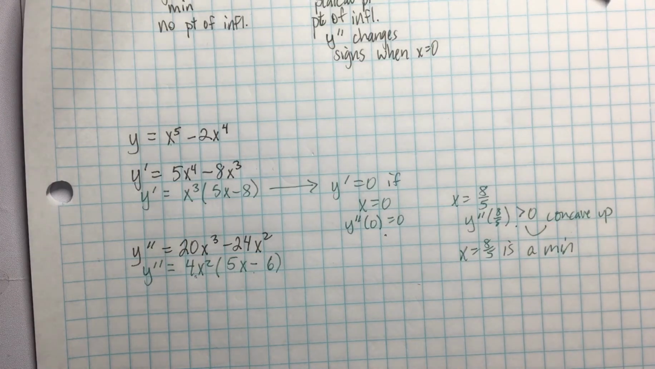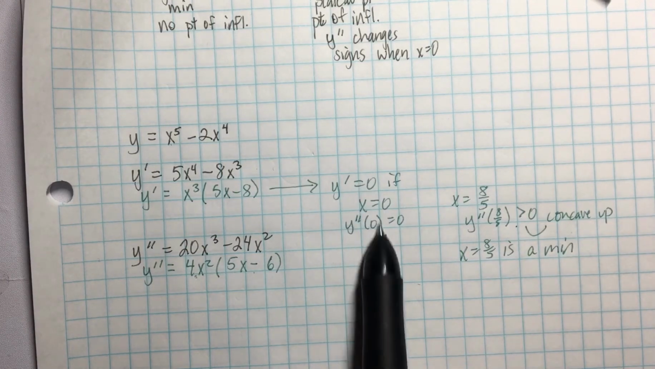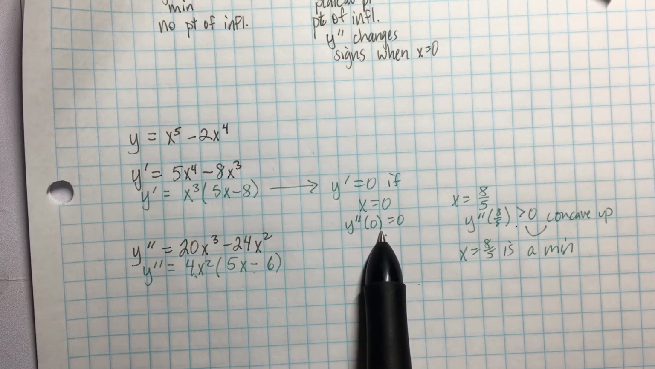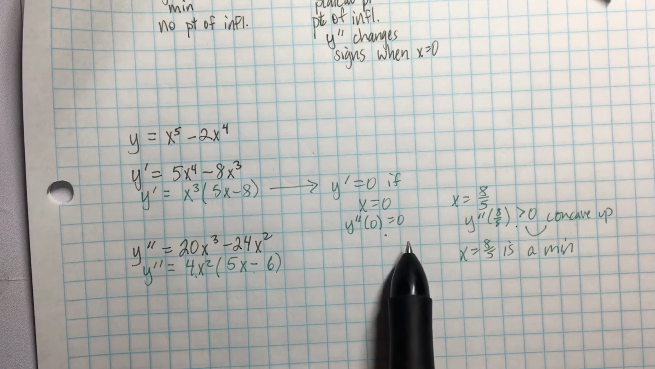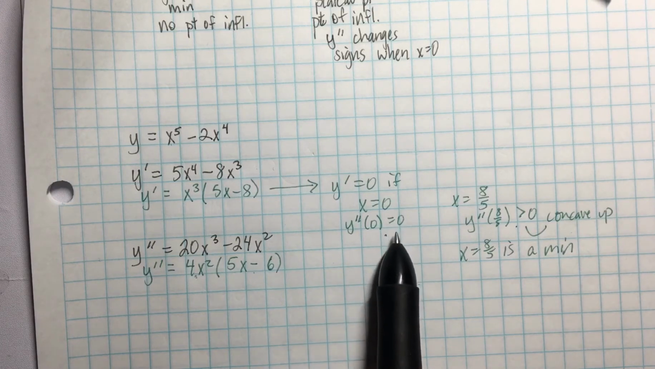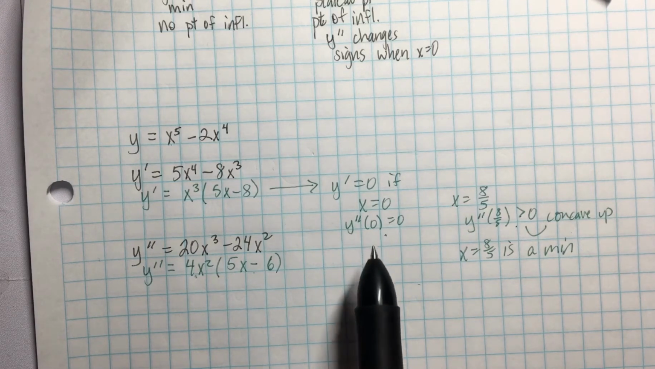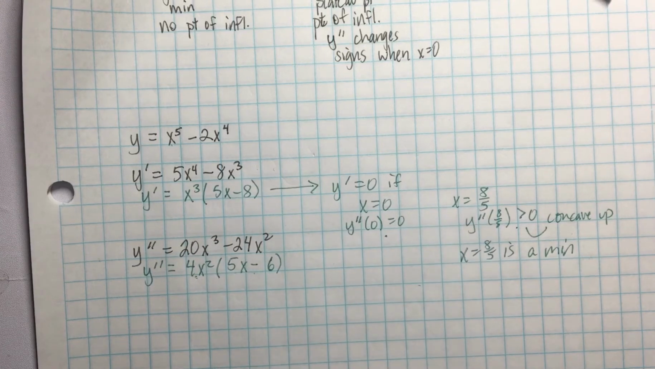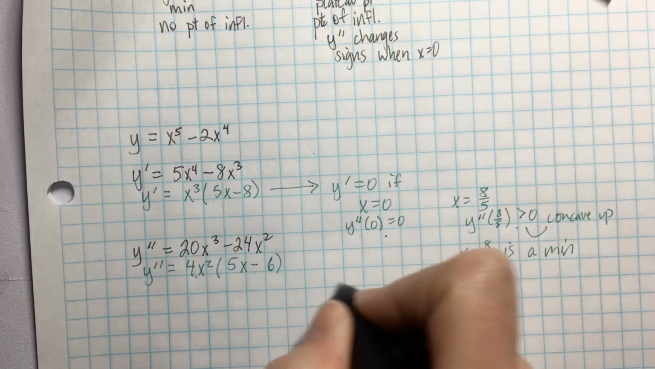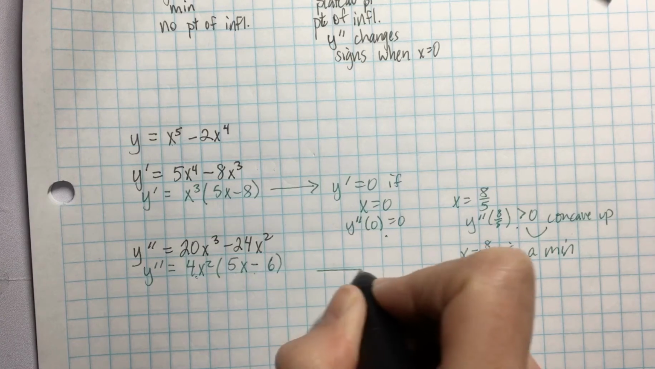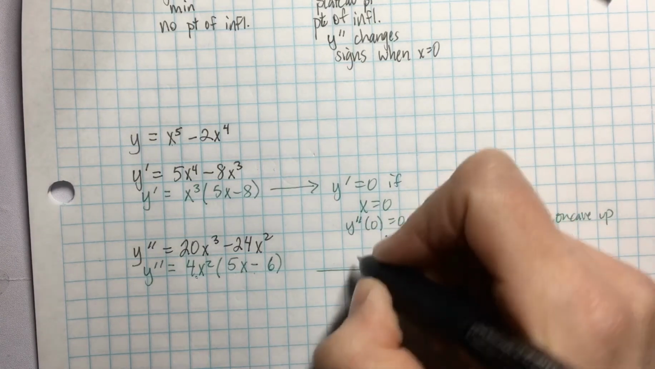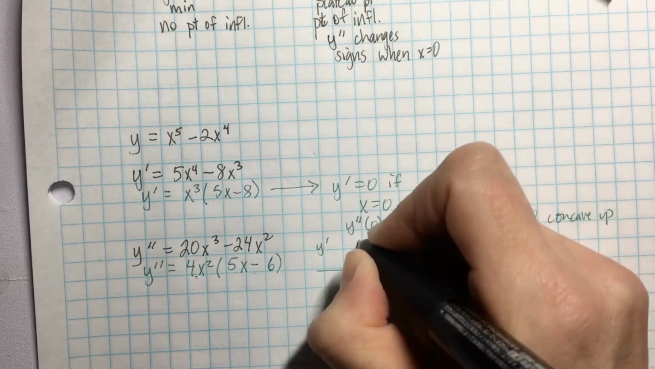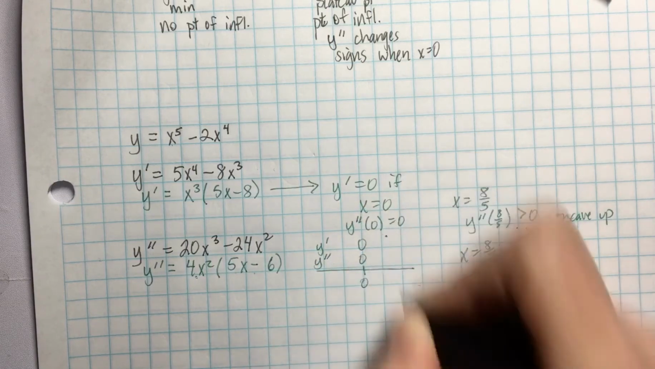But what's the deal with x equals 0? When the second derivative test fails, we need to figure out: does y double prime change signs, and also, does y prime change signs? I'm just going to draw a quick number line. When x is 0, I know y prime is 0 and y double prime is 0.